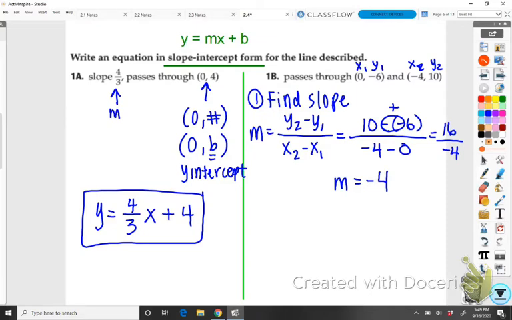Then you need to think, is either one of these points the y-intercept? And this 0, negative 6 is your y-intercept. So the b is going to be negative 6. If you put it all together, you get y equals negative 4x minus 6.